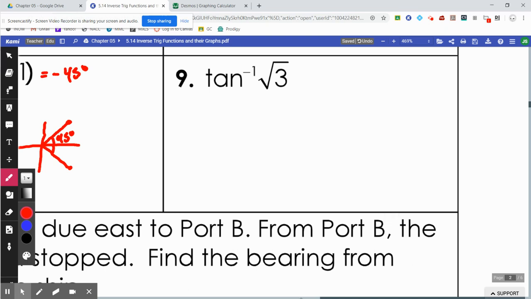Finally, the inverse tangent of root 3, again, we're between negative 90 and positive 90. We're looking for an angle that has a tangent of root 3. Since it's positive, then we know that we're somewhere up here in this first quadrant. So we're simply looking for the tangent of what angle in that first quadrant is going to be root 3, and that's going to be a 60-degree angle, or pi over 3.